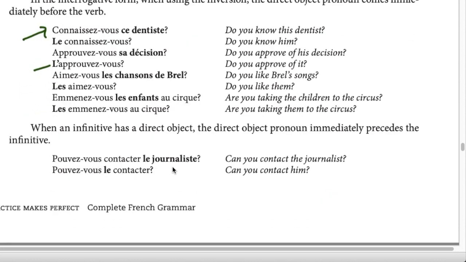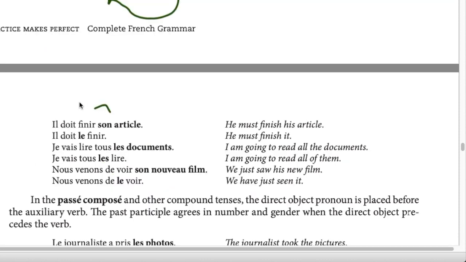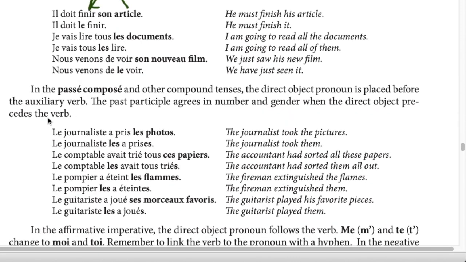For example, this: pouvez-vous contacter le journaliste? Now, this object is associated with the infinitive verb, the secondary verb in this sentence. So when you replace this with a direct object pronoun, it goes before the infinitive, not at the beginning. Correct? Simple enough to understand? For example, il doit finir son article. He must finish his article. Now, the article must be finished, so this is more closely associated with finish. So, il doit le finir.